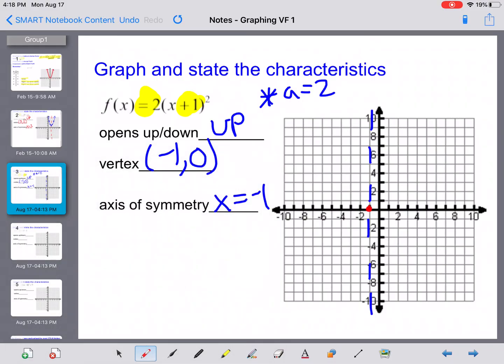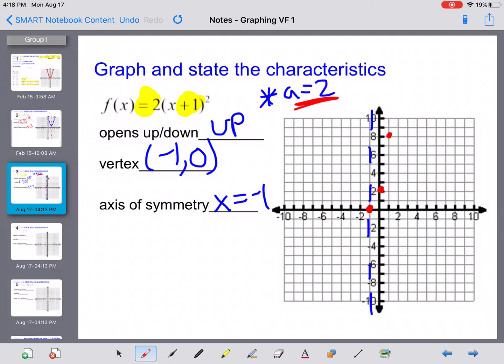We have negative 1, 0. And our parent graph says from there we can go right 1, up 1. But we need to take into account this 2 that affects the up values. So we're still going to go right 1, but we're going to go right 1, up 1, 2. And then we go back to our vertex, and we normally go right 2, up 4, but we're going to go 4 times 2, which is 8.